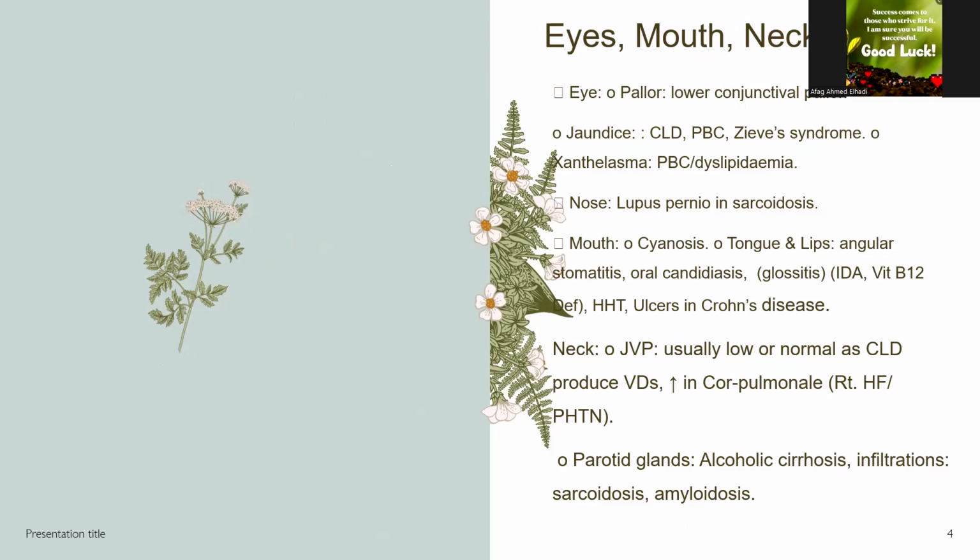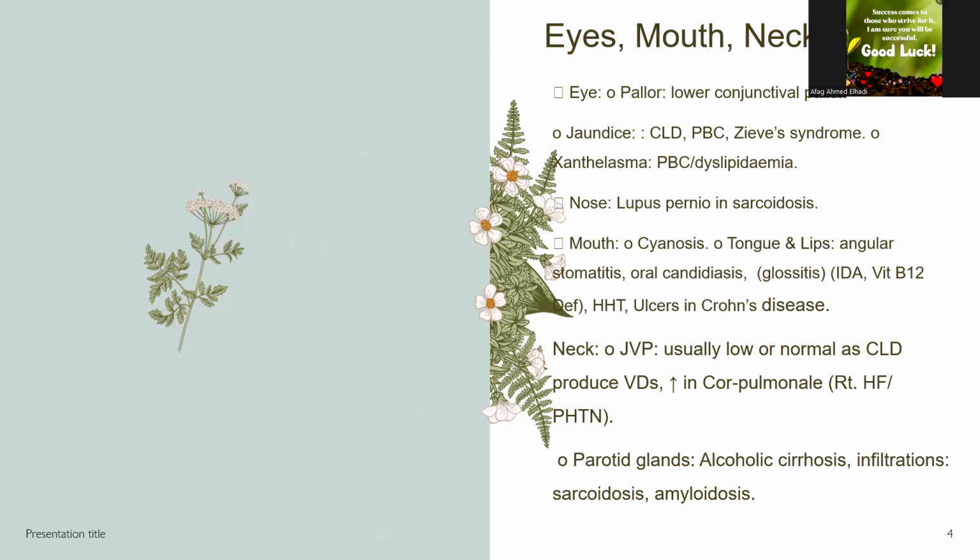Then go down to the mouth. We look for cyanosis or any angular stomatitis, oral candidiasis. And also we can look for a very important not-to-miss sign, ulcers in the mouth, which are signs of inflammatory bowel disease, especially Crohn's. And then go down to the neck. So as you see, if you watch my previous videos, we are following the exact same steps which we followed in the respiratory and cardio stations.